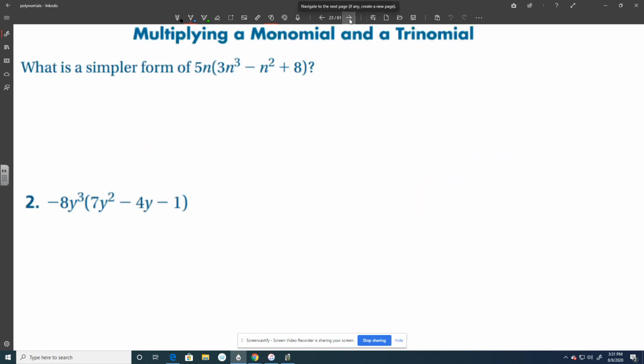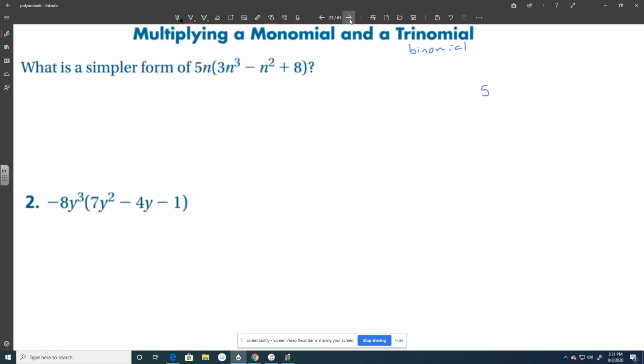Okay, multiplying monomials and trinomials. Again, something you've done before, and I know this. Maybe you haven't multiplied it with a trinomial, but I know that you have multiplied them by binomials because there's a good number of you that I taught you how to do that in 7th grade. So let's take this and we're going to turn it into a binomial.